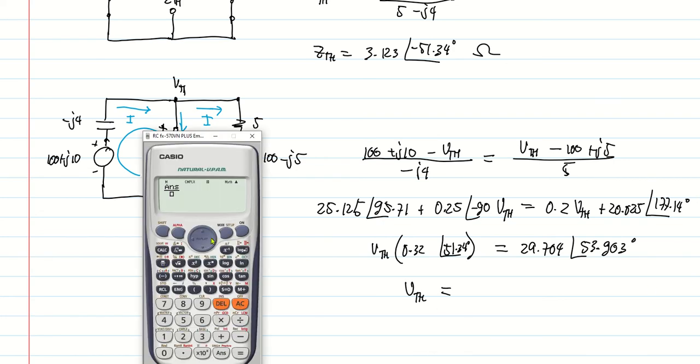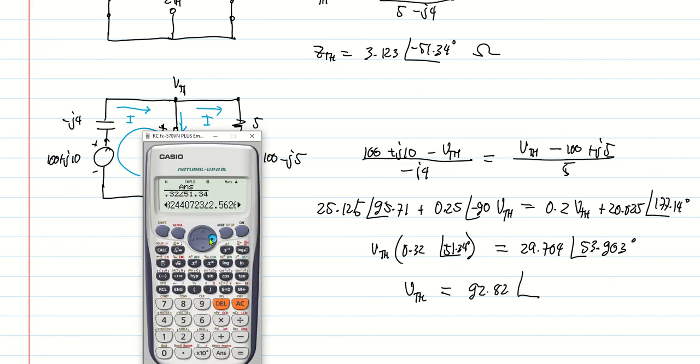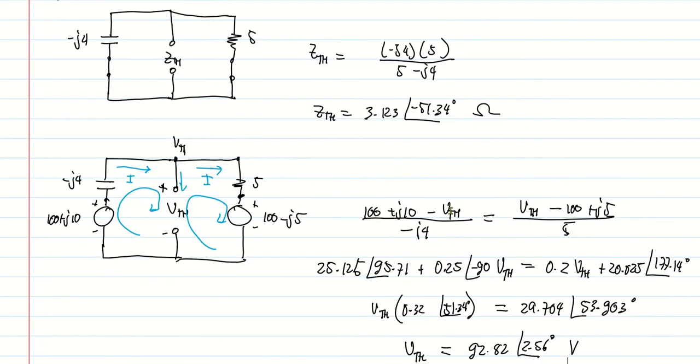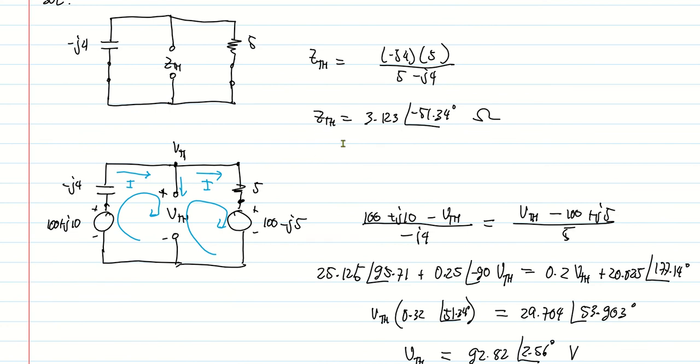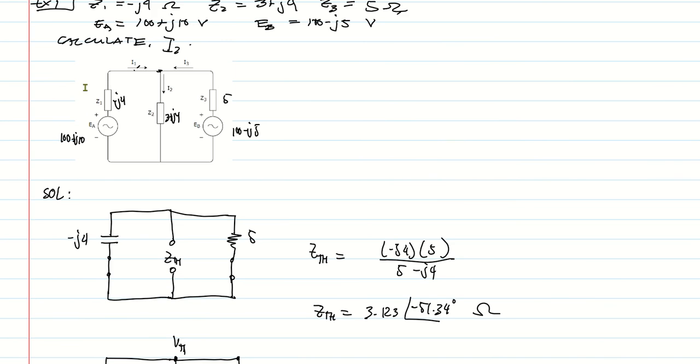So VTH now will be equal to that answer divided by 0.32 angle 51.34. We have 92.82 angle 2.56 degrees volts. Now that we solved the ZTH and VTH, the circuit is now Thevenized.